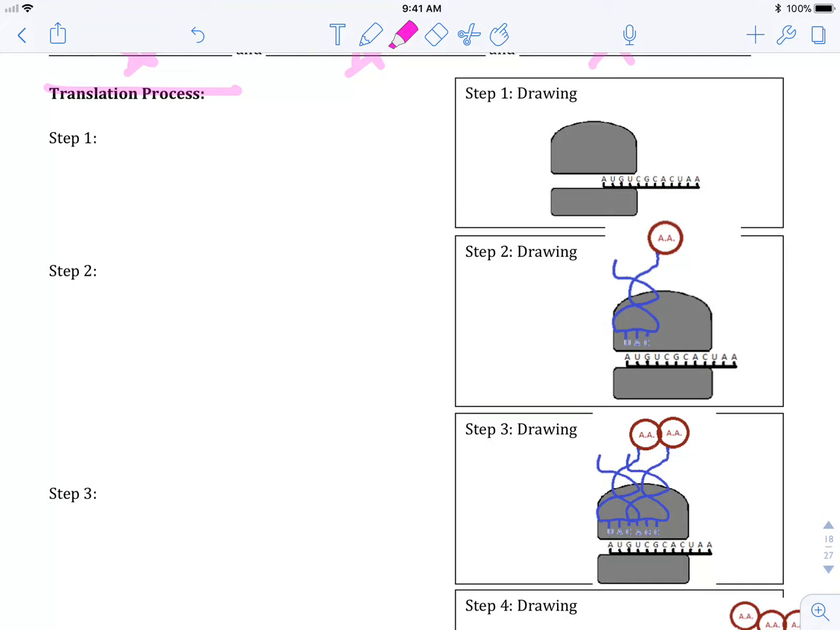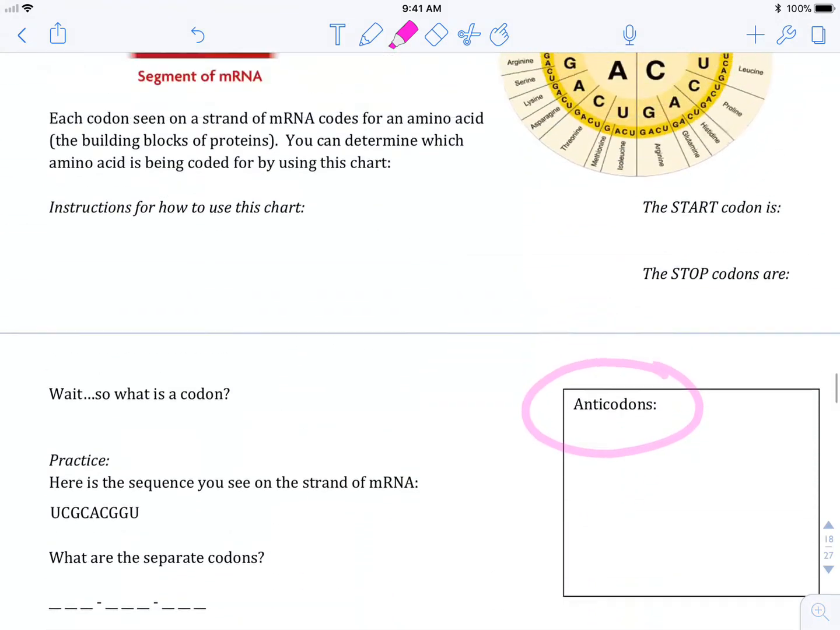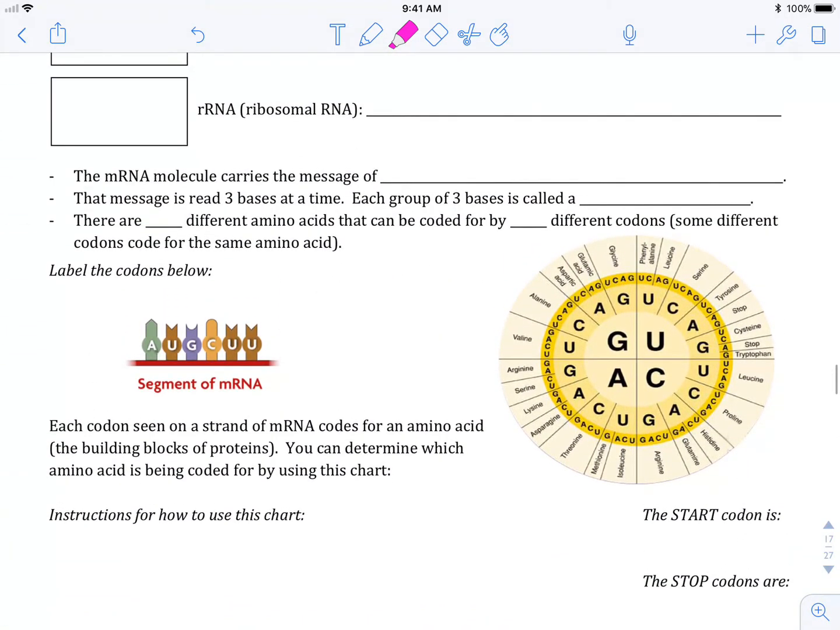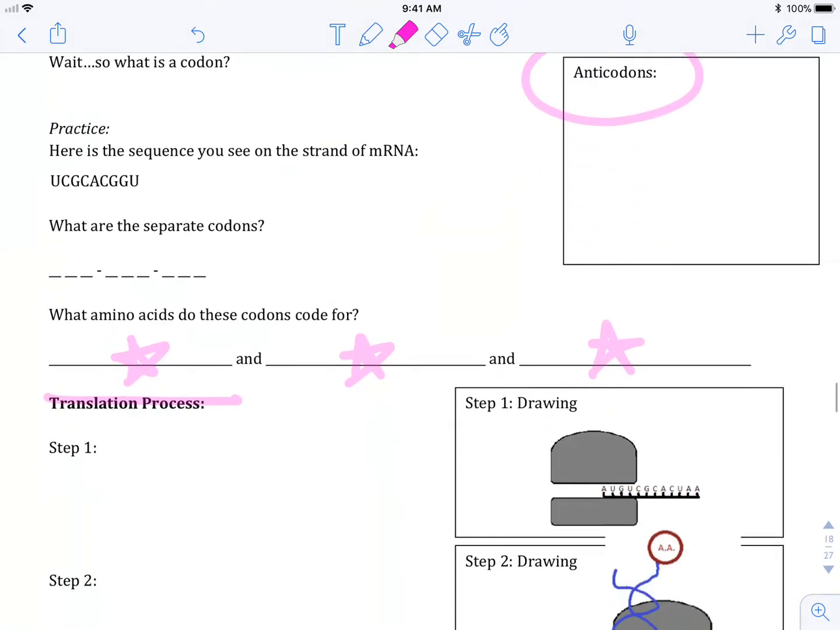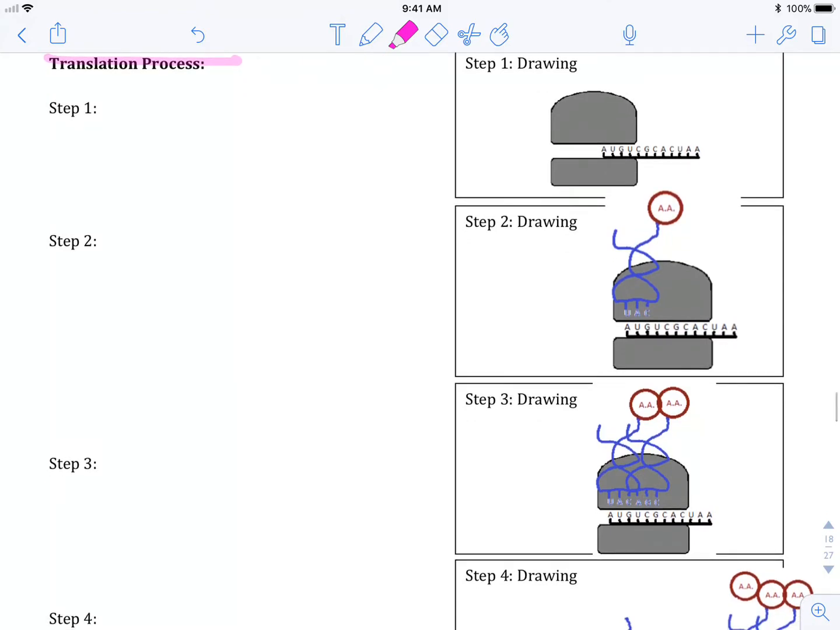And that's what you guys did for homework over the weekend. You took that mRNA strand and you used your codon chart. If you remember, your codon chart is this awesome wheel here, and you used that to figure out which amino acids there were. Those amino acids built the protein. What we want to talk about here is what that translation process actually looks like within the cell, right?